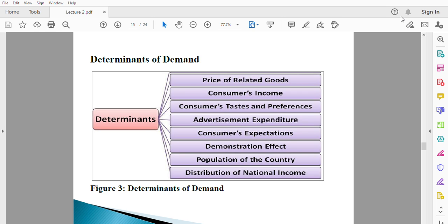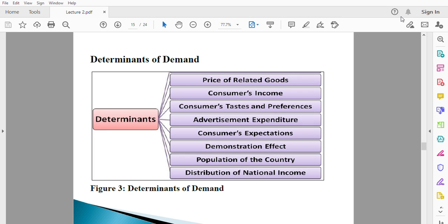Yes. And the next is population. Population of a country. If the population of the country increases, obviously people need food to survive. So as we increase in number, we'll buy more food, we'll buy more clothing. So demand increases with population also. And vice versa, when the population decreases, that means there are not so many people, so demand for commodities will go down. The last is distribution of national income.